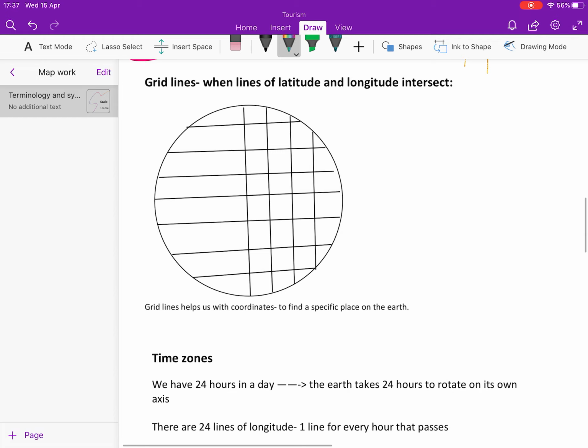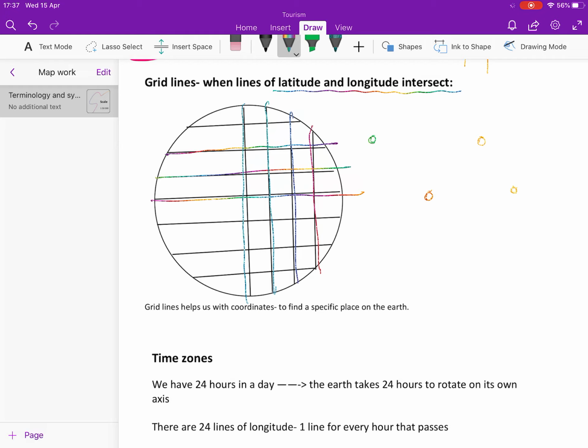First, we are going to look at what happens when lines of latitude and lines of longitude intersect. Can you see they're crossing each other? Okay, this helps us to find coordinates on the face of the earth. Any given place, the school, your house, any given place on the earth has position coordinates, and that is only made possible by grid lines, which is lines of latitude and lines of longitude that intersect.